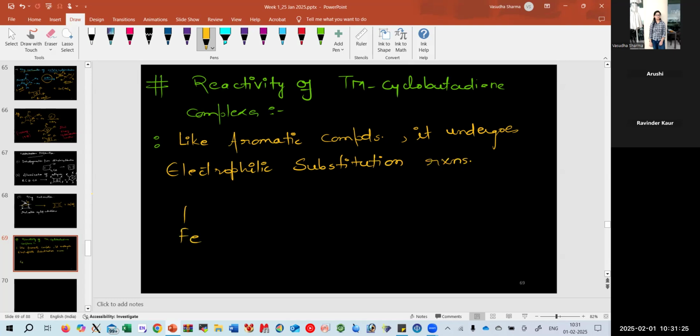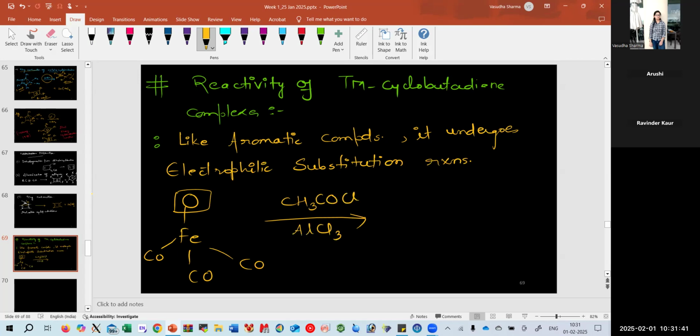So if I'm taking a transition metal complex with cyclobutadiene, we have already seen the preparation. It's an 18 valence electron complex. Now I'm treating it with CH3COCl in presence of a Lewis acid, which is AlCl3. We already know in case of benzene, CH3CO will attack. So firstly, it would form an intermediate where one H is here and CH3 C double bond O is there, giving a positive charge to the whole complex.